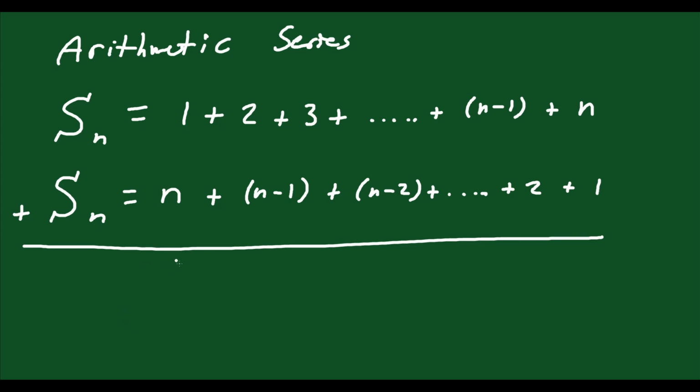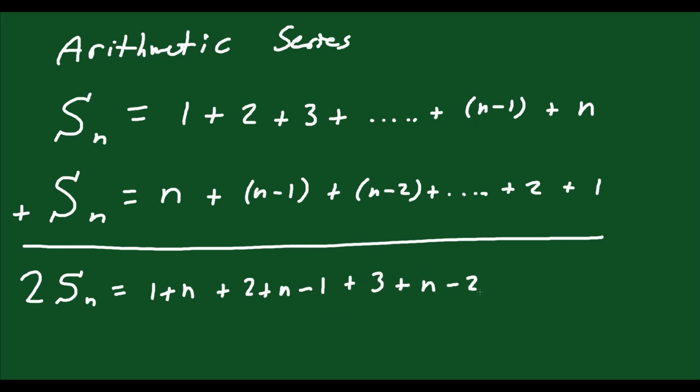If you add them, the sum plus the sum is 2 times the sum. And if you start adding things together, what do we notice? Well, you have 1 plus n. You have 2 plus n minus 1, then you have plus 3 plus n minus 2. And that's going to keep going, and at the very end, you're going to have n plus 1. I'm not going to write all the terms, but I wrote enough of them, and I wrote the last two.